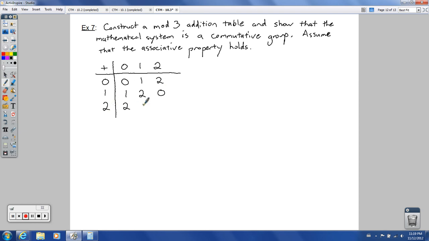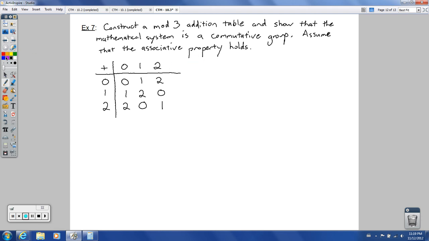Same thing with 2 plus 1, no remainder. 2 plus 2 is going to be 4, but 4 has a remainder of 1 when you divide it by 3. So the addition table looks like that. Pretty simple addition table there. And now we just need to check those steps from there.